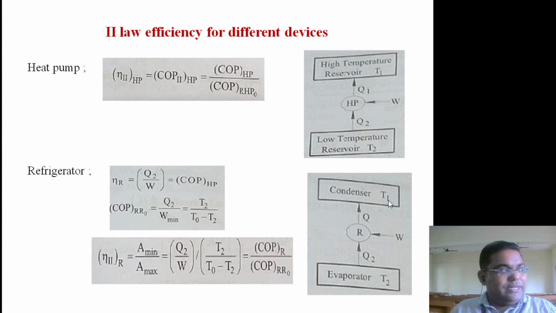Don't make this mistake. In a refrigerator, the warmer body will be the atmosphere, so T1 will be replaced by T naught in the case of a refrigerator. But in the case of a heat pump, the warmer body is my region, the region where I want to make the temperature high, and the lowest temperature will be the atmospheric temperature. So T2 will be replaced by T naught in the case of the heat pump, but in the case of the refrigerator, T1 is replaced by T naught. That's why it has been written here. So this ratio will give the second law efficiency of the refrigerator.